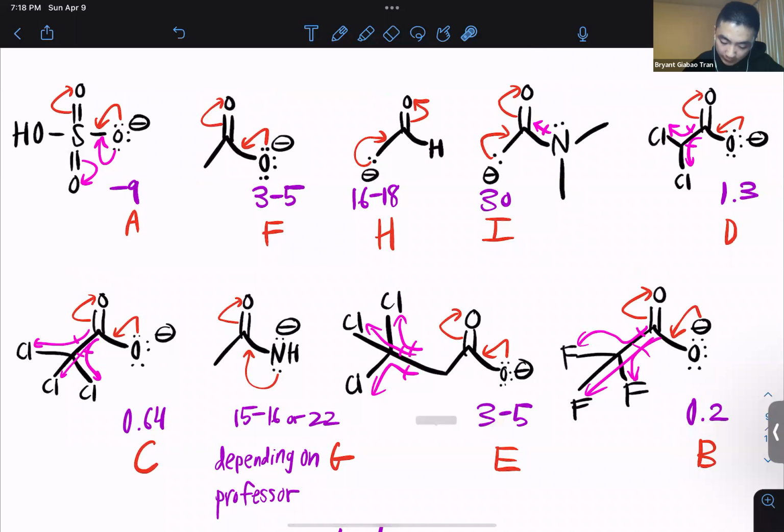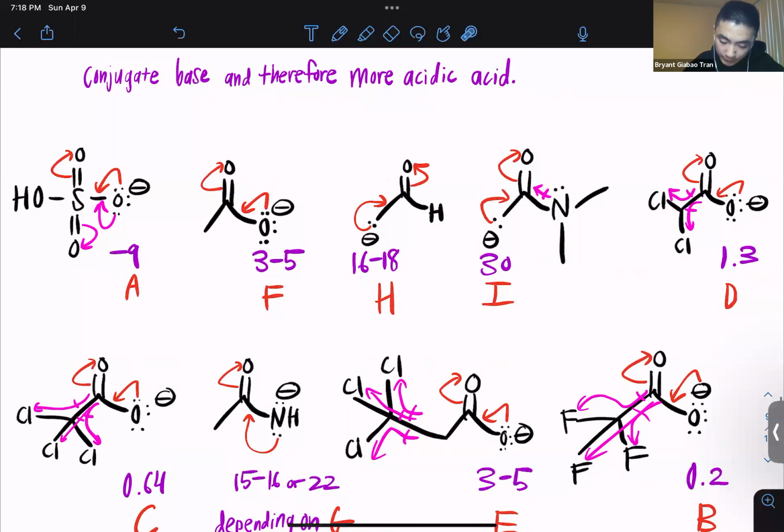And the pKa could be 15 to 16 or 22, depending on what kind of professor you have. So G and H could be replaced depending on what kind of professor you have. And we see here the similar reasoning. This carbon has a negative charge rather than oxygen, which makes it less likely to hold that negative charge since carbon is less electronegative, making it not as acidic as the oxygen negative charge is.